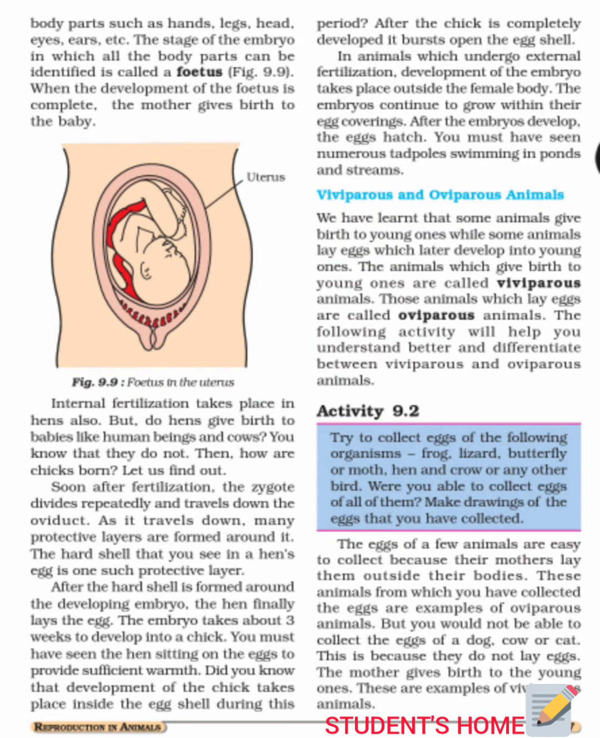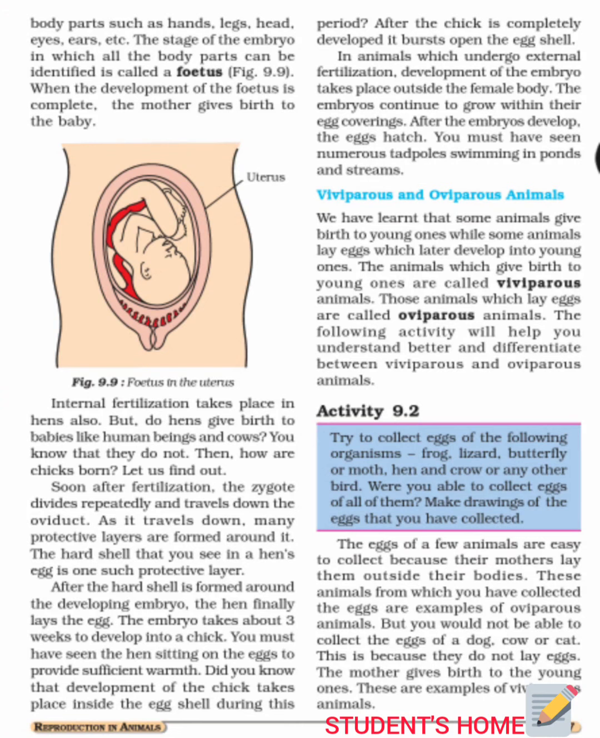After the hard shell is formed around the developing embryo, a hen finally lays the egg. The embryo takes about 3 weeks to develop into a chick. You must have seen the hen sitting on the eggs to provide sufficient warmth. Did you know that development of the chick takes place inside the eggshell during this period? After the chick is completely developed, it bursts open the eggshell.